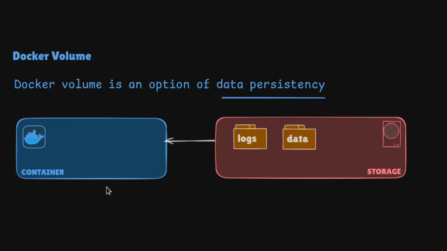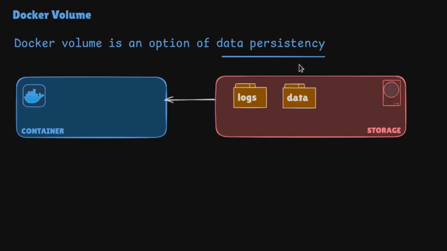Now the advantage you get is that if this container is lost somehow, your data will be present in your storage, so you can spin up a new container and get that data again. So this is the advantage we get by using Docker volume.